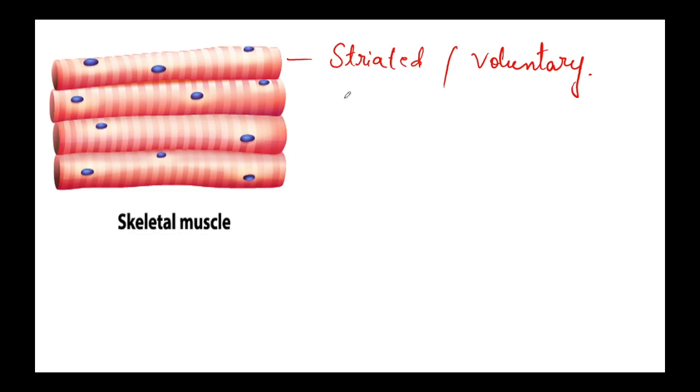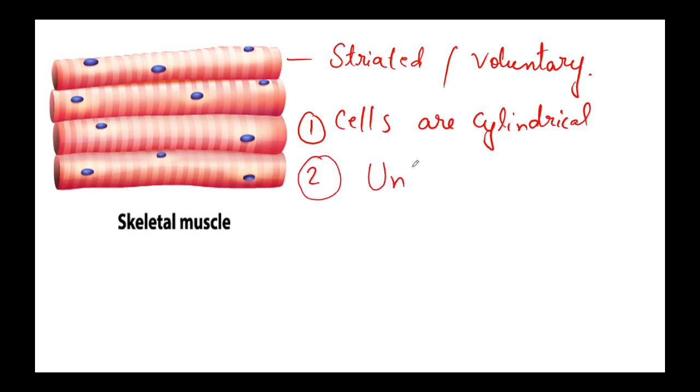So skeletal muscle, the cells are cylindrical. Number one characteristic feature, skeletal muscle is made up of cells which are cylindrical in shape. Such muscles are unbranched. These two points are very clear from the diagram given here. So cells are cylindrical, yes, we can see. Cells are unbranched, yes, we can see. There are no branches present.